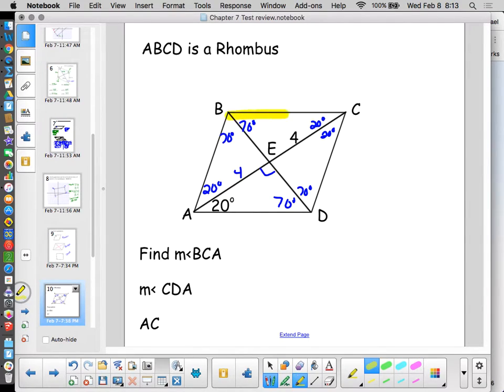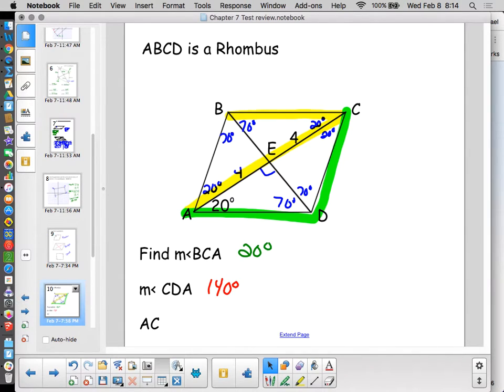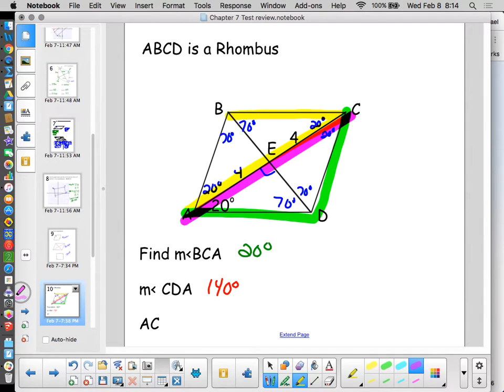And don't be afraid to do this with your pencil. BCA is my first one. Oh, that's obviously 20. CDA. Oh, 70 plus 70 is 140. And AC, the whole thing, AC, that's going to be 4 plus 4, or 8. Very good.